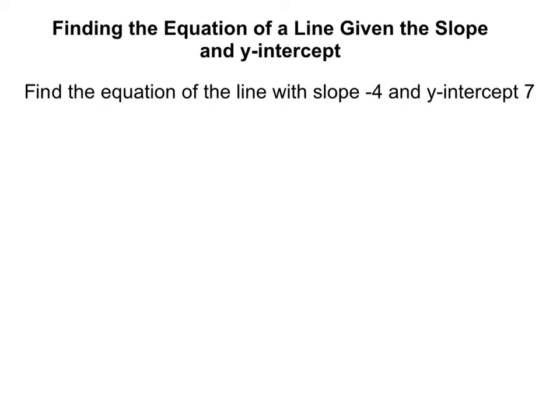Finding the equation of a line given the slope and y-intercept. Find the equation of the line with slope -4 and y-intercept 7. Now we first want to remember what the slope-intercept form is.